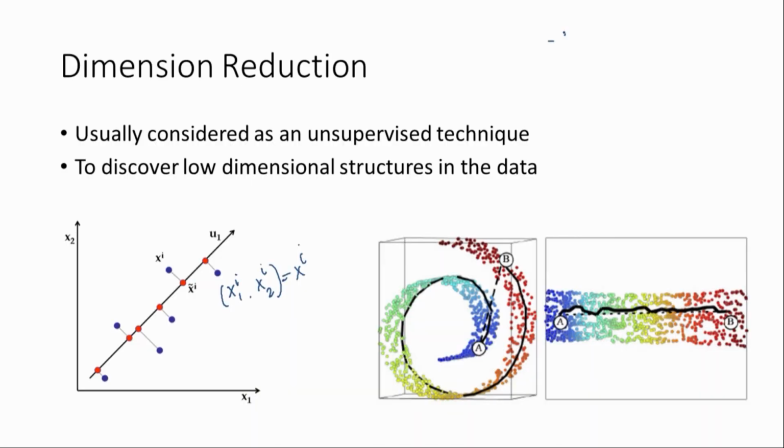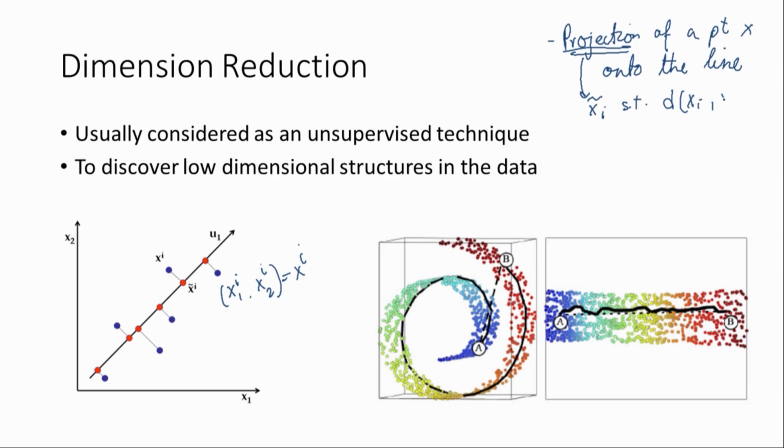There are a lot of assumptions we took in here. We said that we are going to take the projection of a point x onto the line. So what is this projection? We define it as: choose a point on the line, we are calling it xi tilde here, such that some distance between xi and xi tilde is minimum, and xi tilde lies on the line.